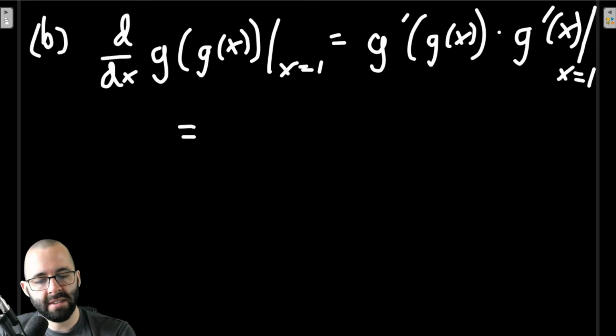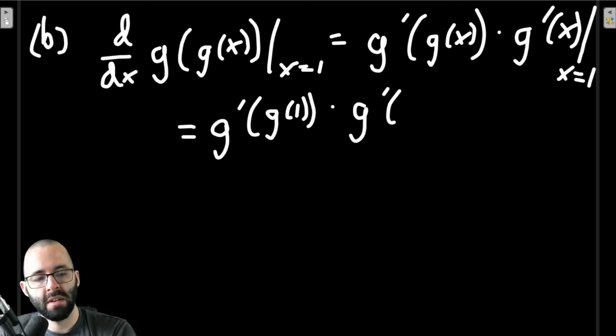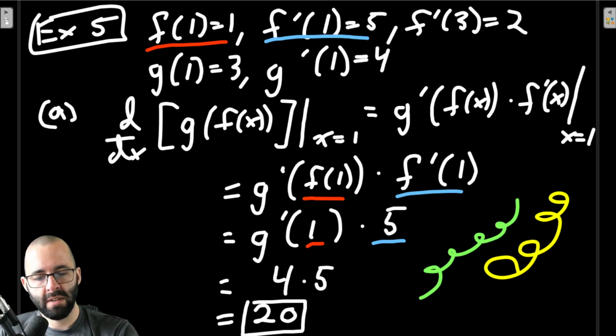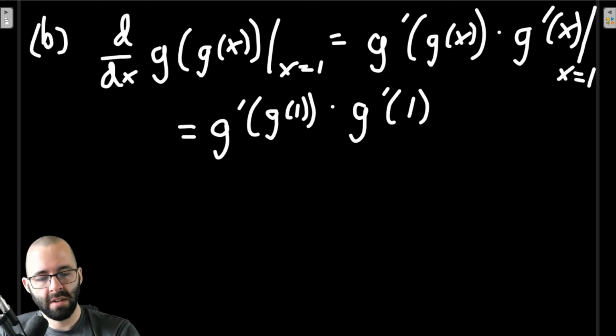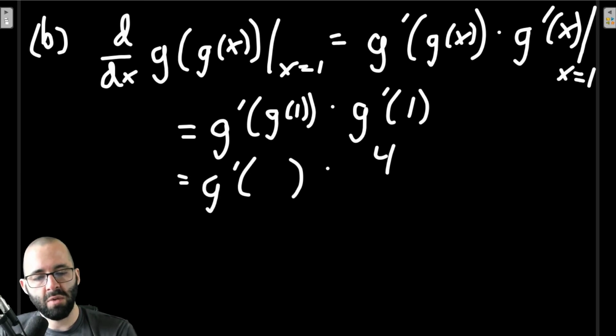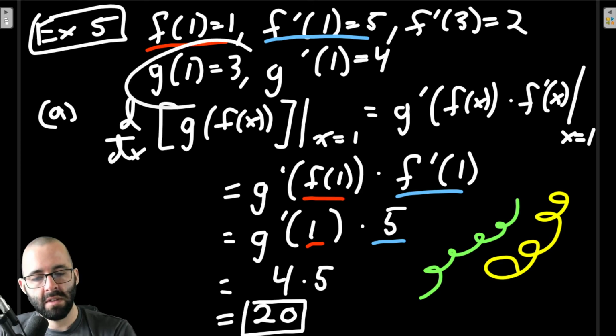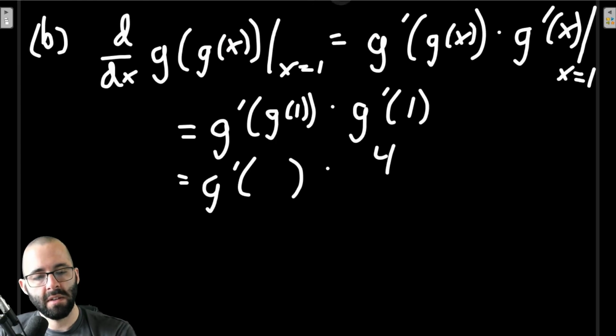Then we plug in 1, that's going to give us g prime of g of 1 times g prime of 1. My g's look really weird today. G prime of 1 is 4. Okay? So replace the second thing with 4. We also have to know what is g of 1. That's what goes on the inside. G of 1 is 3.